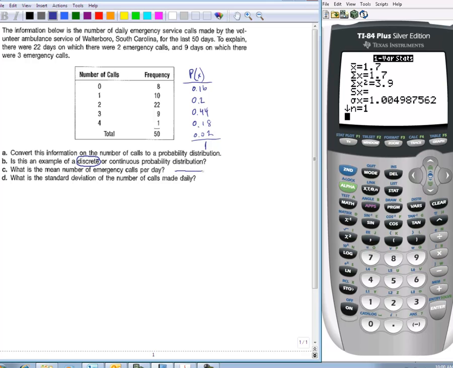We're going to see that the mean number of calls per day, or expected value here, is 1.7, and the standard deviation is 1.00405 if you want to keep all those digits. We notice our n value here is 1, which we expect because it is a probability distribution and we're guaranteed that it's one of them because it's exhaustive. And so that's the answer to that question.